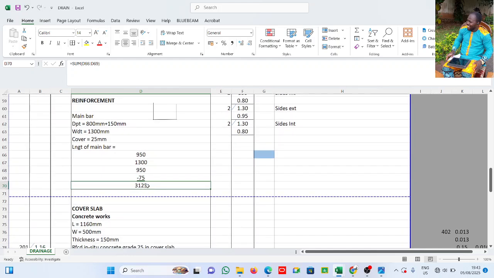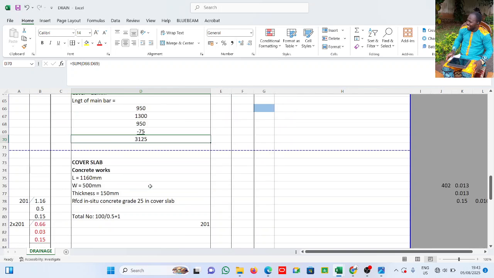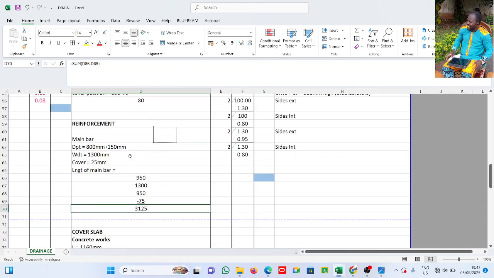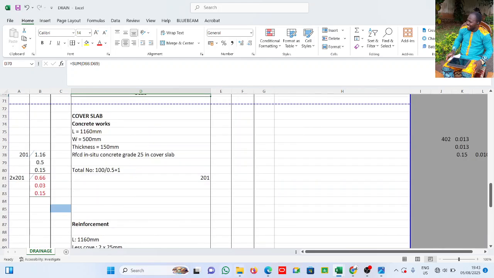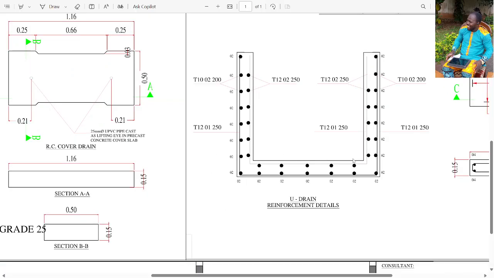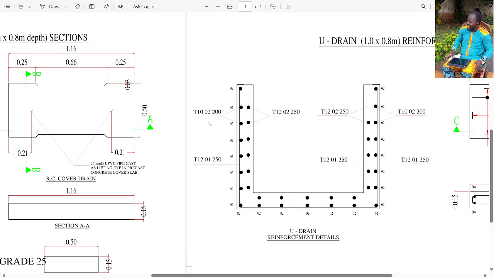Alright, so this is the length of the main bar. This is the length of the main bar. Now the next thing will be how many numbers am I going to have inside 100 meters? How many numbers am I going to have inside 100 meters? What did the drawing say is the spacing? The drawing says for the main bar, if you can see here, there are 250 center to center.